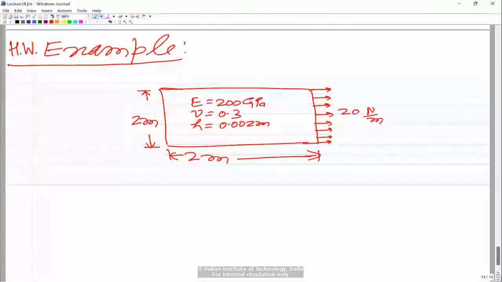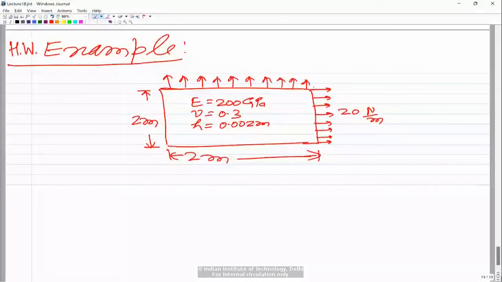So this is 20 newton per meter is the force, and let us say there is a force in this direction also. So these are the boundary forces basically. So this is, let us say, 10 Newton per meter. This is also force per unit length. That means thickness is already multiplied in this. So you have to model this.